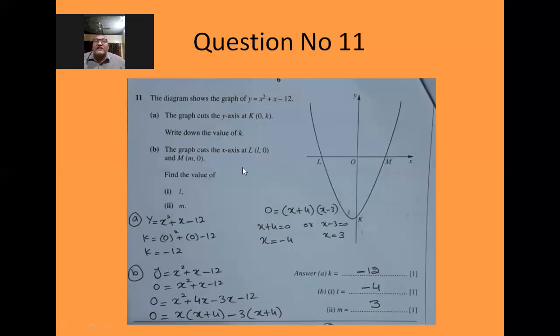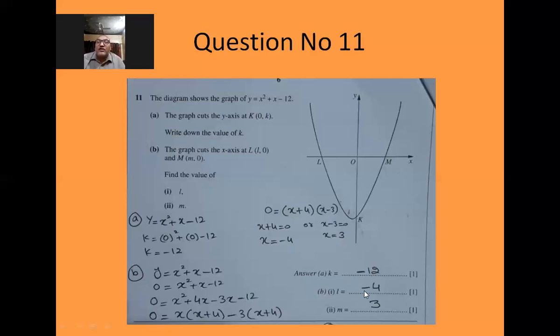when it cuts the x-axis, the y will be 0. So I will write 0 equals (x plus 4)(x minus 3). So you will have two answers. Either this bracket is 0 or this bracket is 0. So x plus 4 equals 0, so x will be equal to minus 4, and x minus 3 equals 0, and x will be 3.